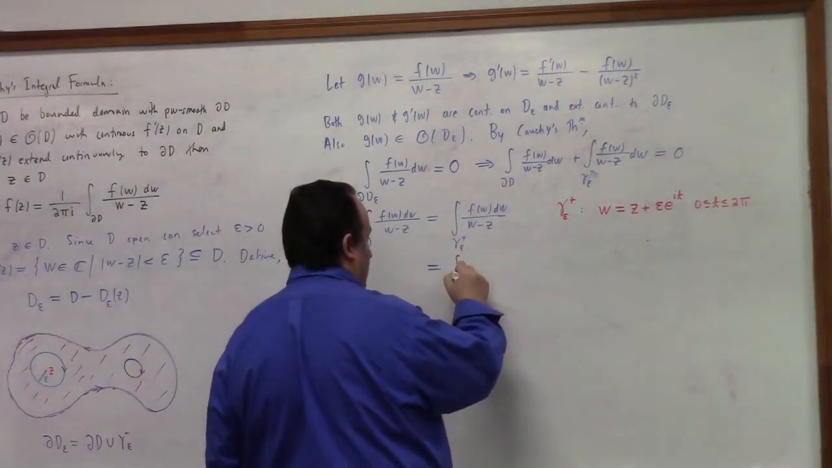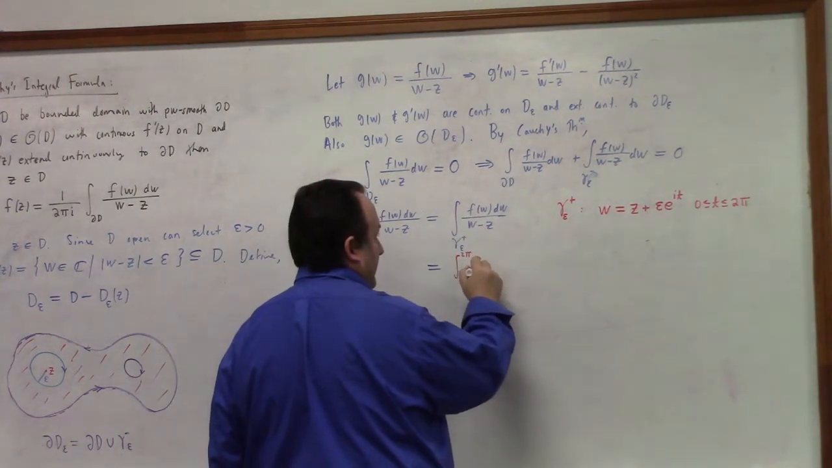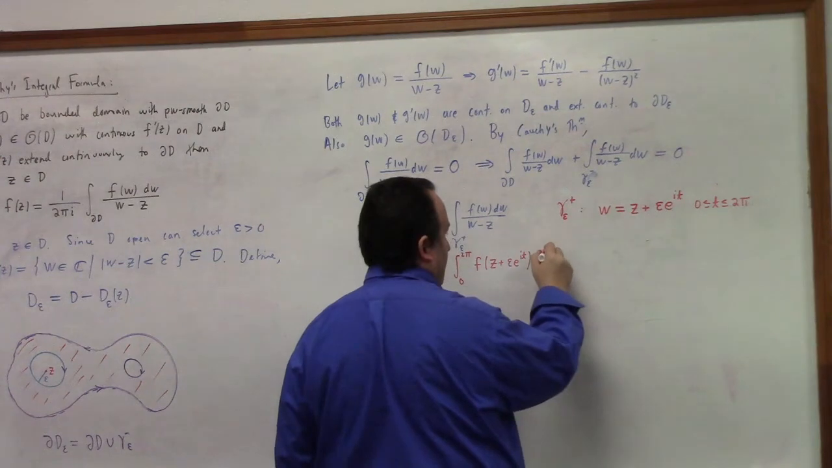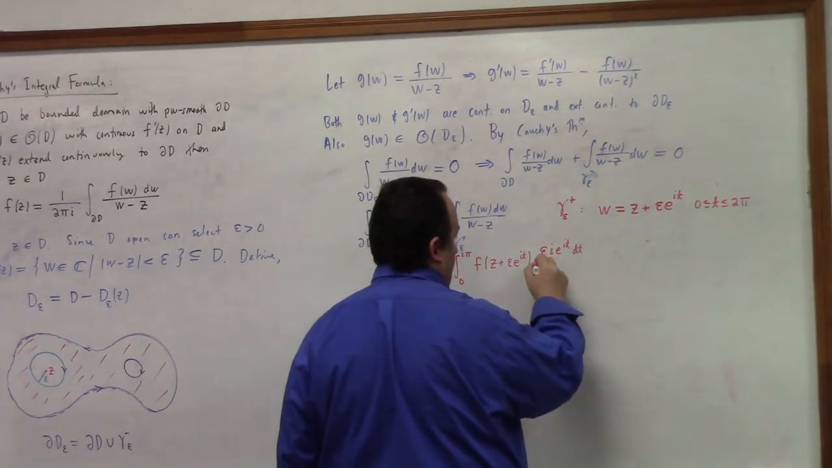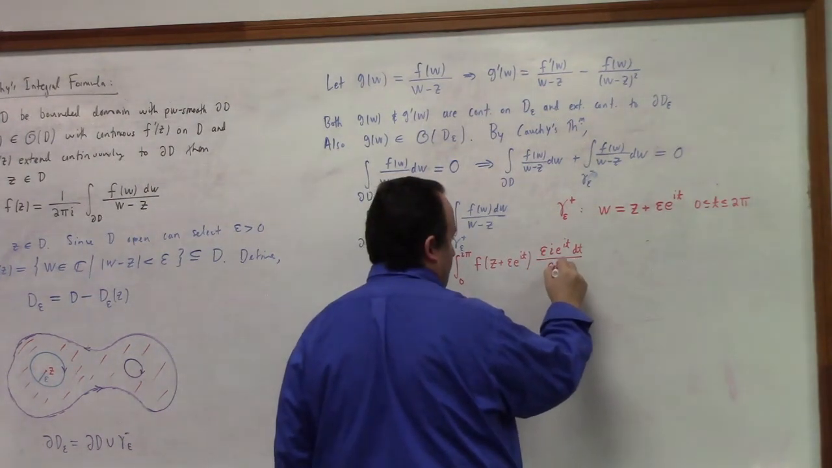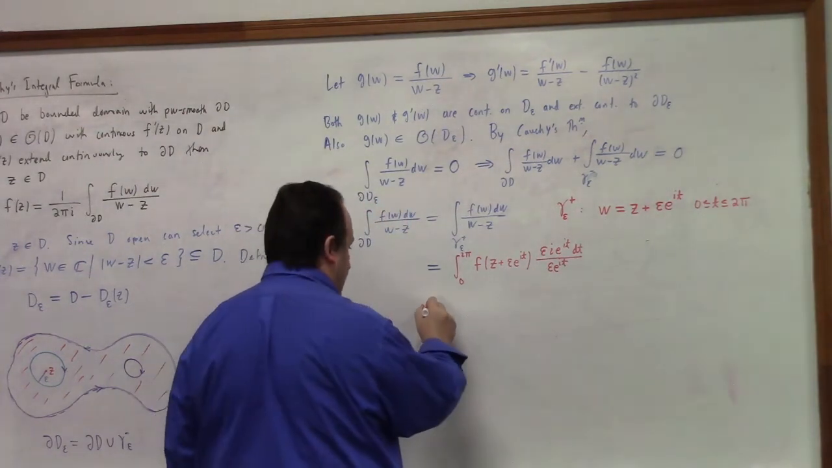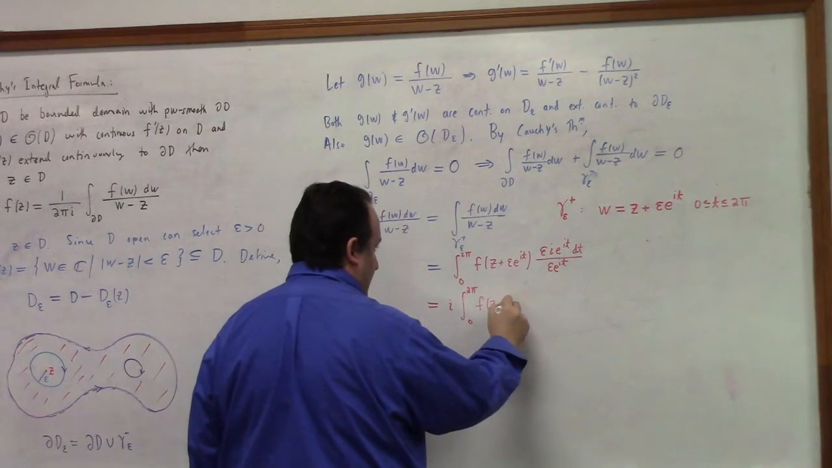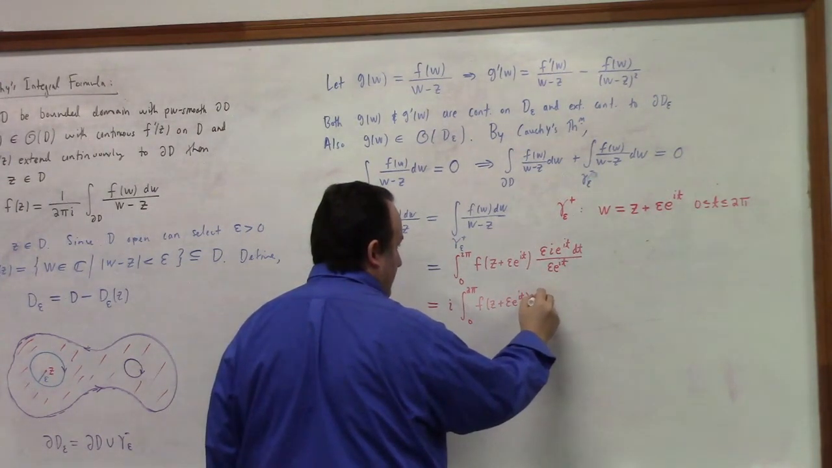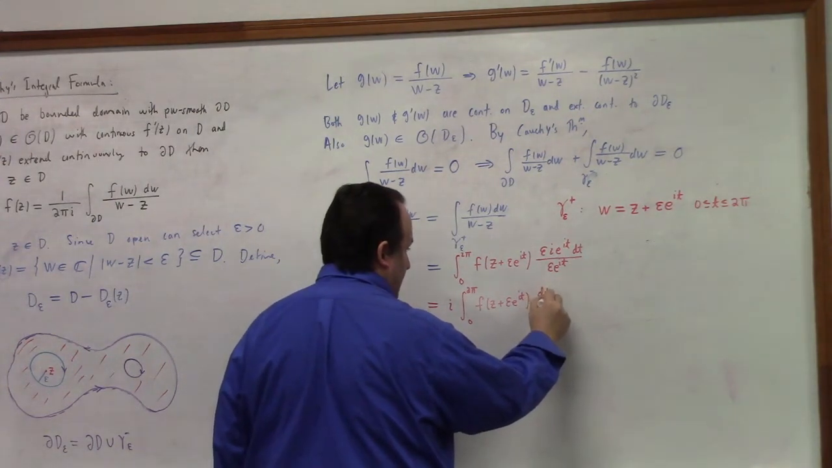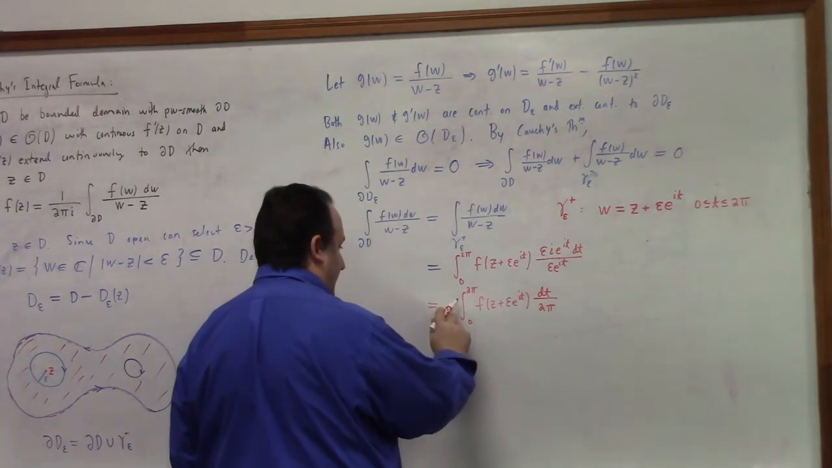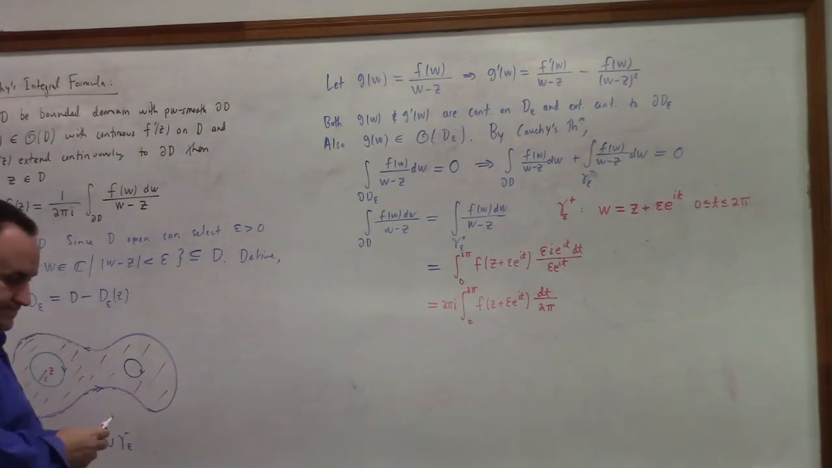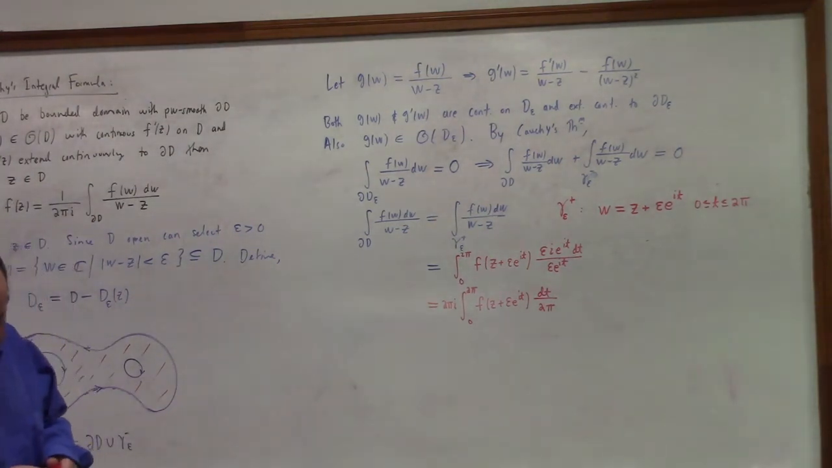So let's see here. We have the integral from 0 to 2 pi of F of Z plus epsilon e to the i t, and then dW was epsilon i e to the i t dt, and then W minus Z is epsilon e to the i t. So what we have is i times the integral from 0 to 2 pi of F of Z plus epsilon e to the i t. Well, I could rewrite it like this, this is dt over 2 pi, and I could put a 2 pi out here if I wanted to. Why would I want to do that? Because you have the i inside.